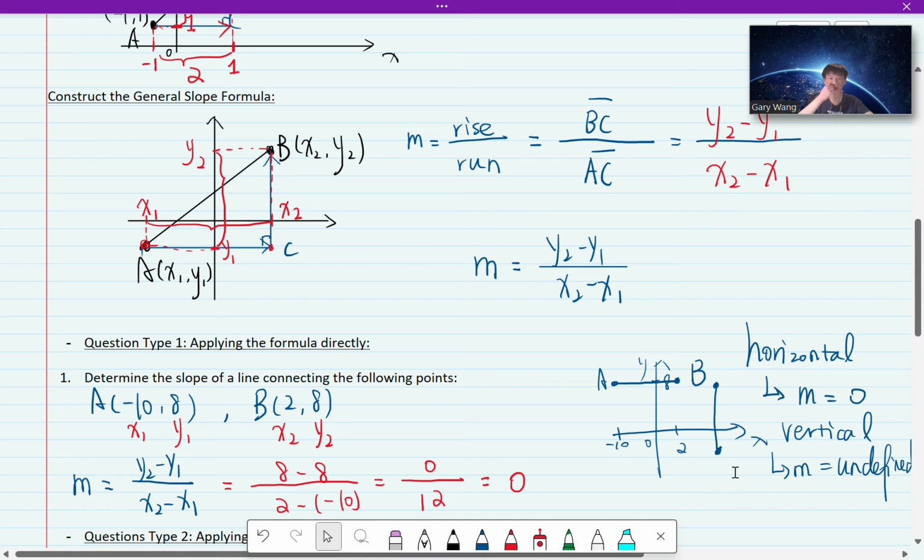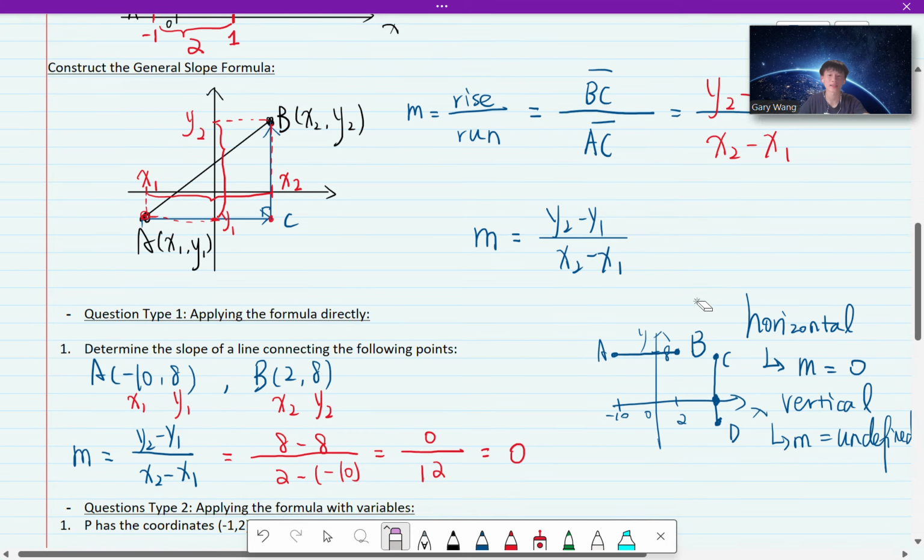Why is that? If we think about it, if we have points C and D, both of them will have the same x value, which means that in this general formula right here, on the denominator, x2 would be equal to x1. If we subtract those two values, it will give us a 0. And a 0 on the denominator would result in an undefined value for this fraction.